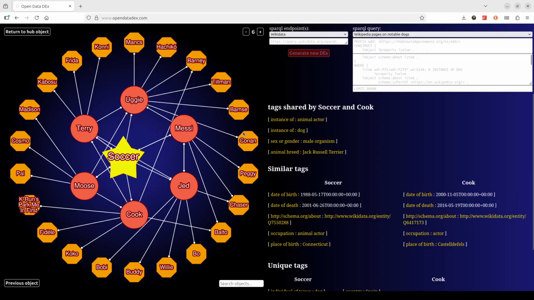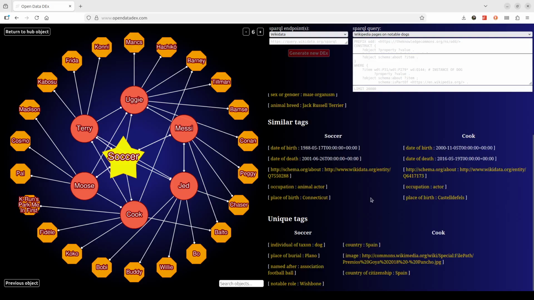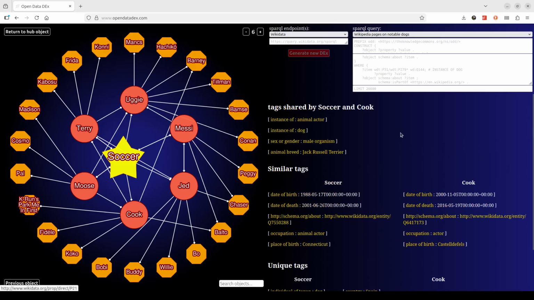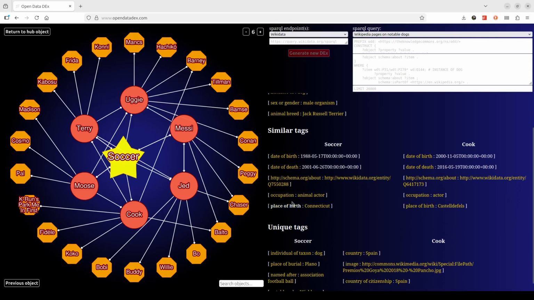So you can see there's not a ton of total data. And actually you'll see that about pretty much all dogs here. There's not a lot of data on them. And so therefore it might only be 1 or 2 tags that really cement why dogs are going to be related in the OpenDataDEx. So yeah, these are animal actors, Jack Russell Terrier, they've got occupation, place of birth.